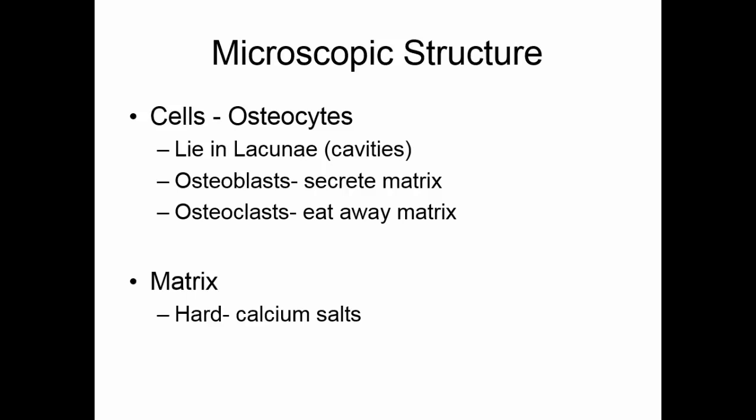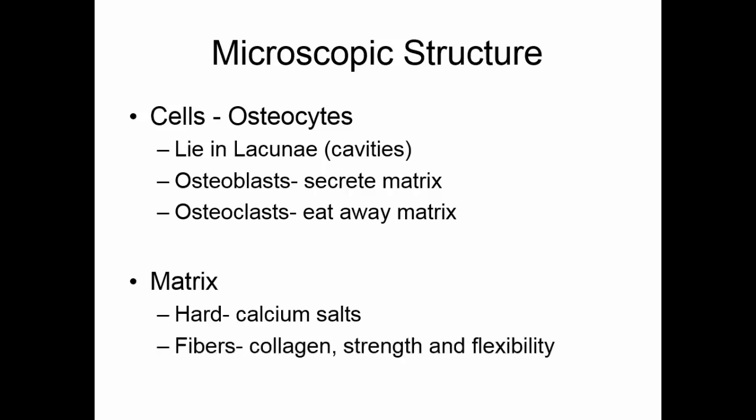All three bone cell types are active in healthy bone. The matrix is hard because it has calcium salts deposited in it, but it also has collagen fibers to give the bone strength and flexibility.